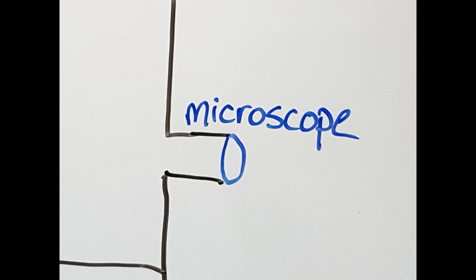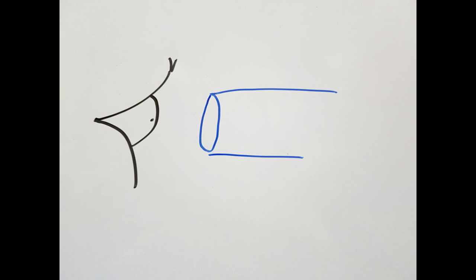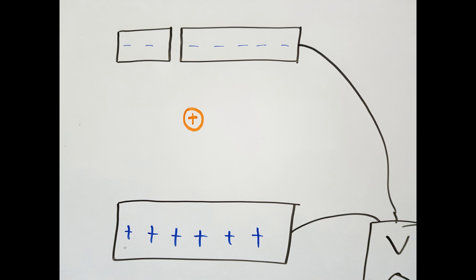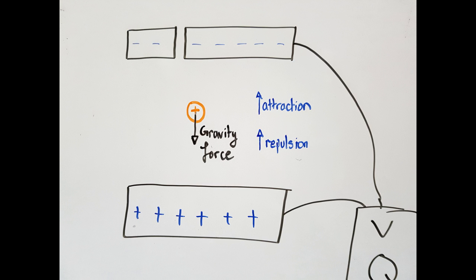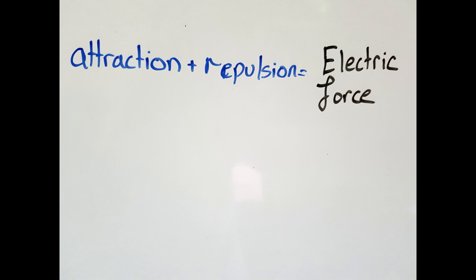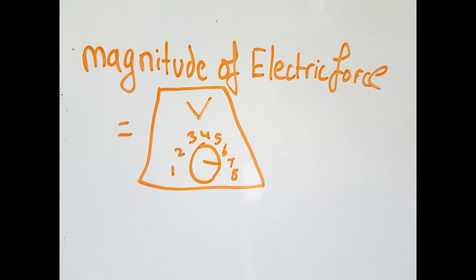Now, before we look through the microscope, we must realize that these two plates within the chamber are charged using a voltage. Looking through the microscope, we can see that the positively charged droplet has a gravity force acting on it, pulling it down. Also, there are two forces acting on it as well, the attraction and repulsion force from the plates. The sum of those two forces will give us our electric force acting upwards on the droplet. The magnitude of the electric force will depend upon the voltage supplied.